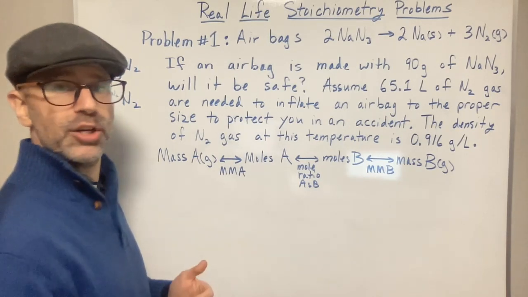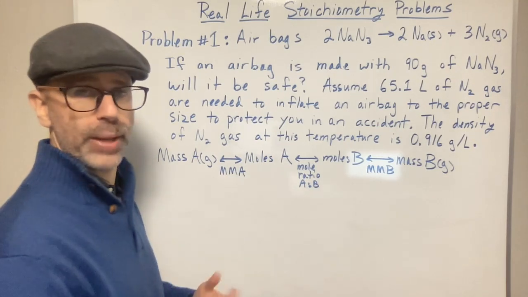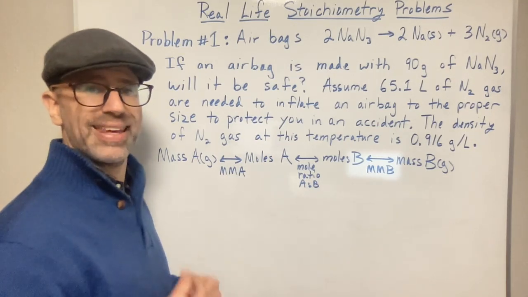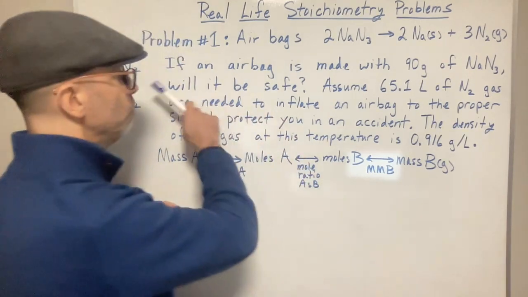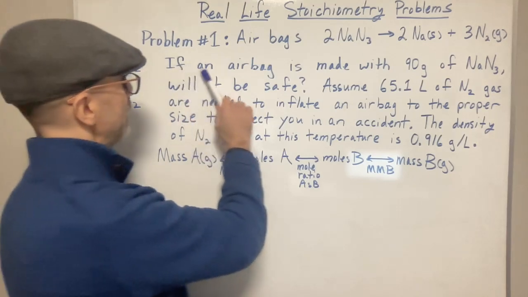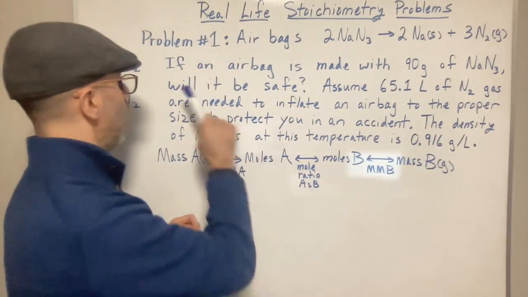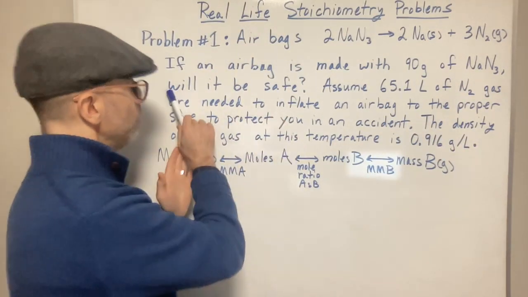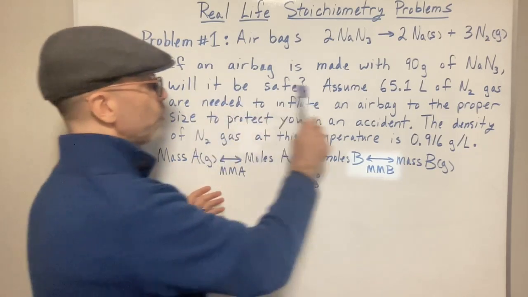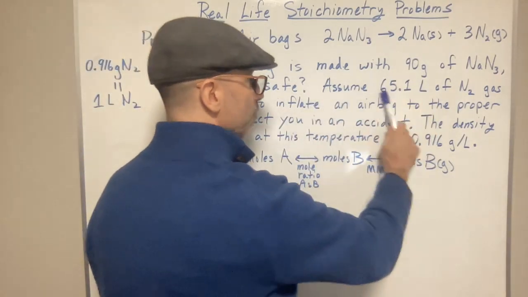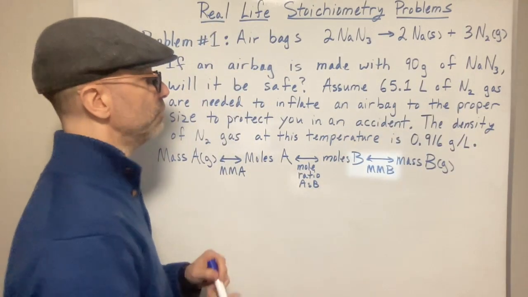So the next thing we want to do is pull out where are we beginning in the problem and where are we ending? And as I always say, the end of the problem is the beginning of the question. So what is the question? It says, if an airbag is made with 90 grams of NaN3, will it be safe? So that's the question, meaning, will it be safe? Meaning, will we be able to have 65.1 liters of nitrogen gas formed?